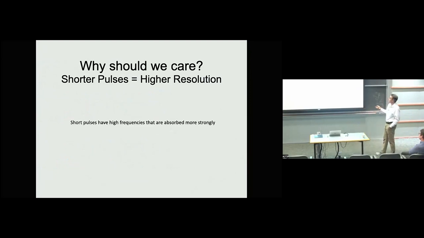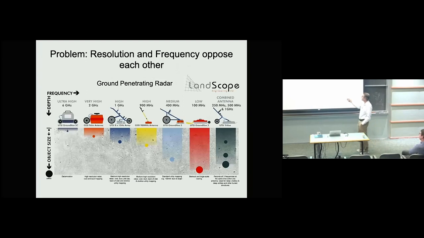So why should we care? Shorter pulses equals higher resolution. Short pulses have high frequencies that are absorbed more strongly. So that's a really important thing. And for example, here's a commercial, people are just selling these ground penetrating radars. You can get very, very deep penetration, for example, with 100 megahertz. People can get down to 40 meters underground, but their resolution is of the order of meters. At 6 gigahertz, for example, you can get centimeter resolution, but with centimeter penetration depths. And so it's really, really important.